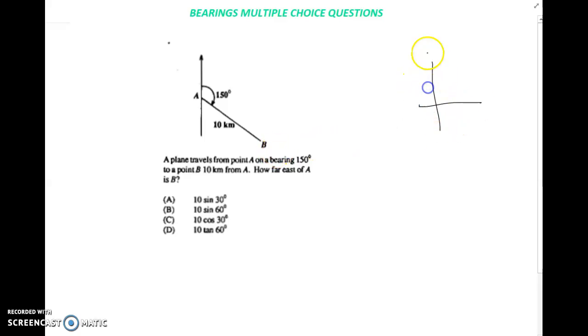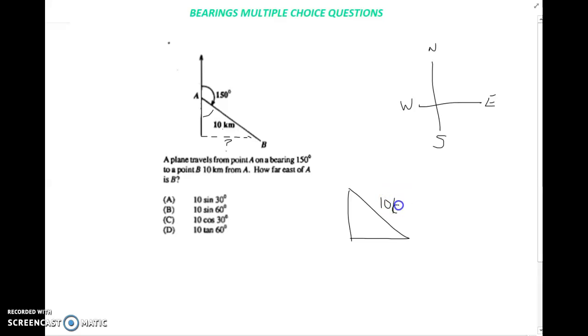So first of all, just to remind yourself, what is north, south, east, west, right? So AB is 10 kilometers. This is what they gave us here. We have the 150 degrees. How far east of A is B? So if B is here, right? So basically we want to find this length here, right? How far is A from B? So we have this 10 here. Could we find this? Yes, we can. So let's pull out our diagram here.